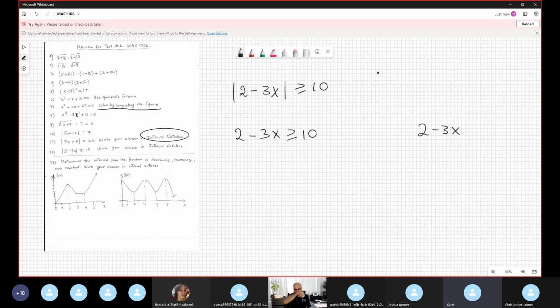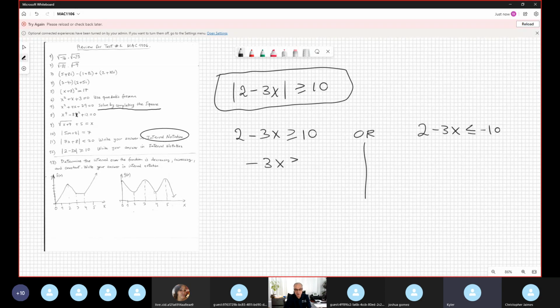The only thing I am doing in this step is removing the bar, but in this case, it's less than or equal to minus 10. So you convert this statement into one compound inequality connected by OR. You solve them separately. Let's do it. Minus 3x greater than or equal to 10 minus 2. Minus 3x greater than or equal to 8. And divide by negative 3.